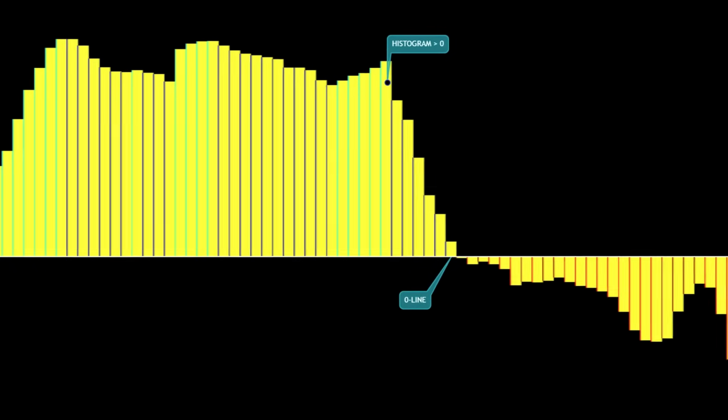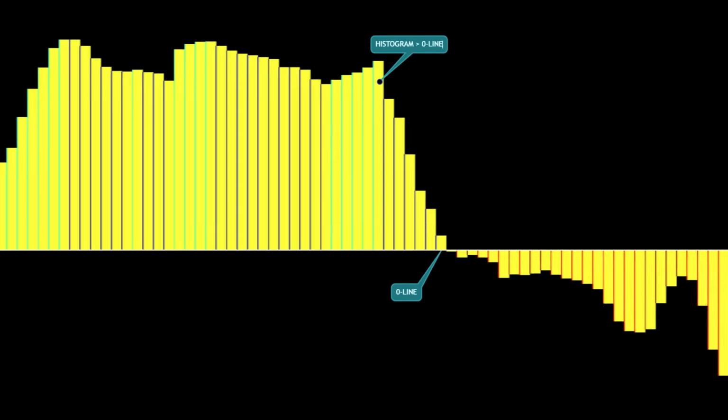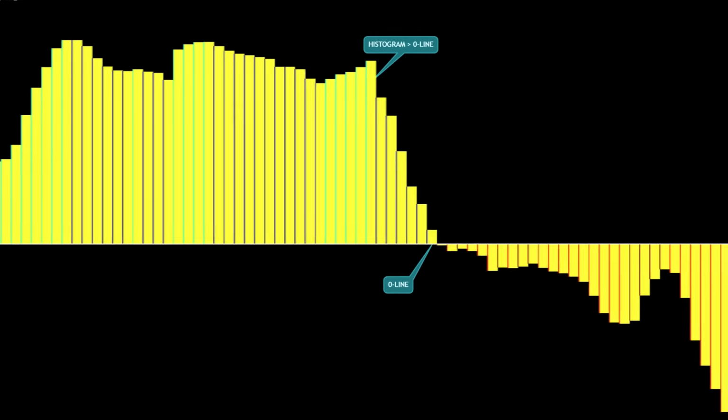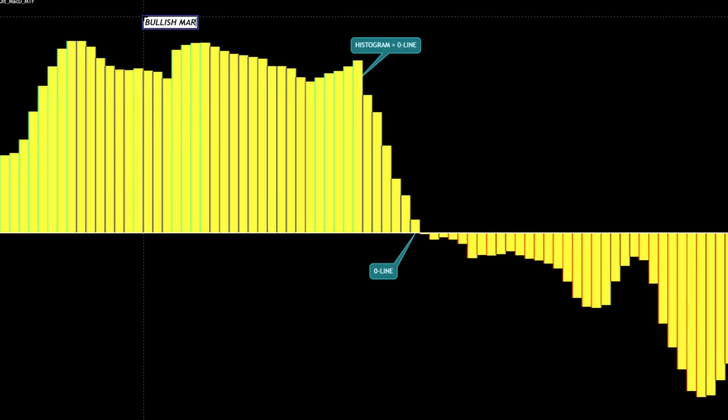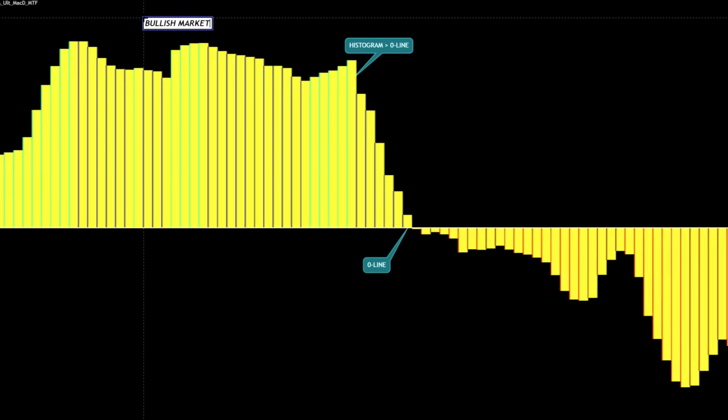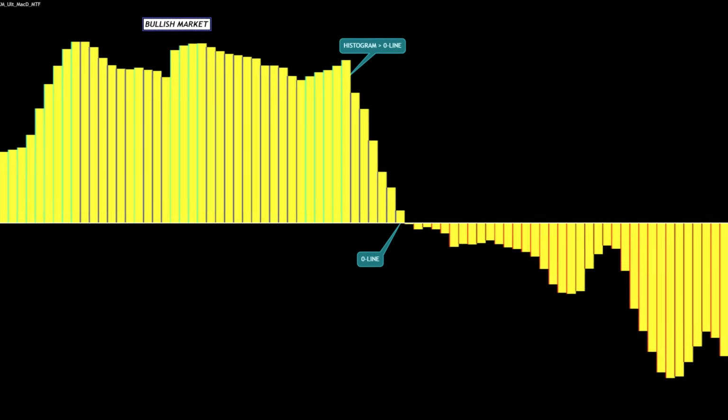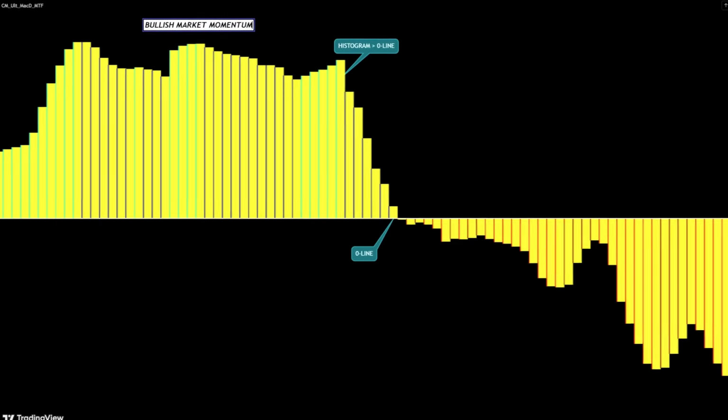So whenever the histogram bars are clearly above the zero line, like you see here on this gold example, that's telling you the market has a strong bullish momentum on the higher time frame we set. And because the momentum is bullish, that tells us we should only be looking for buy trades following our strategy. Trading in direction of that higher time frame momentum drastically increases your profitability.